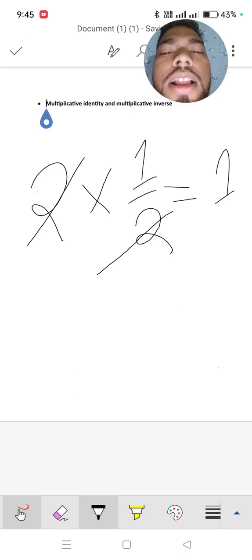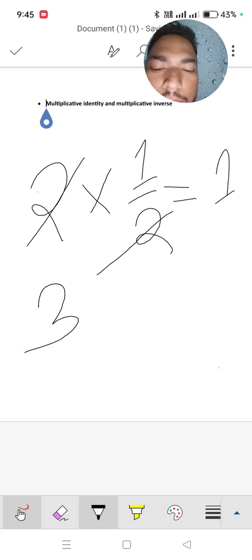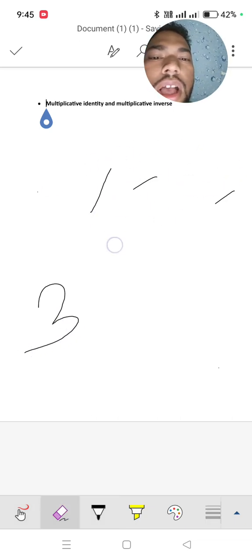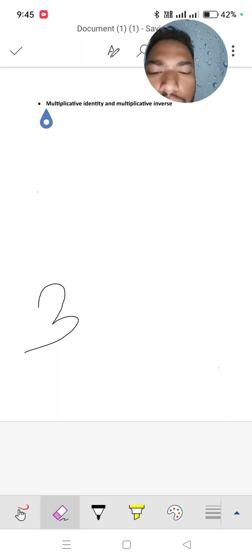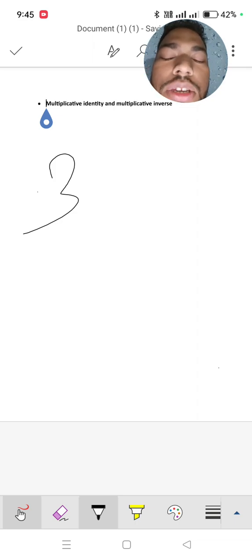So how will we find the multiplicative inverse? Suppose any number is given to you. Suppose 3 is given to you and we need to find the multiplicative inverse of 3.